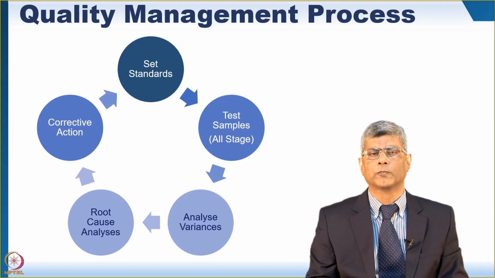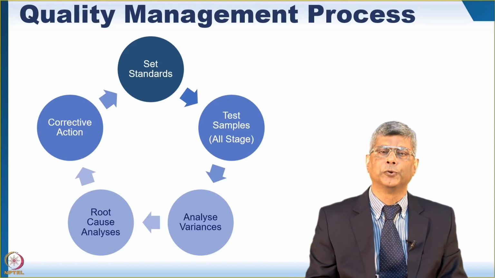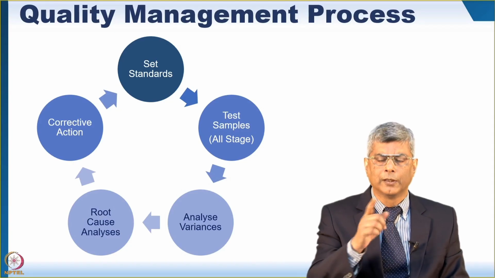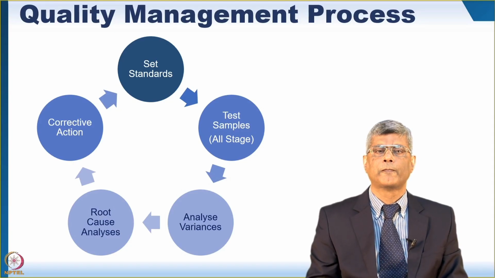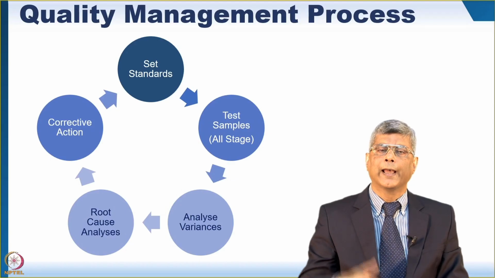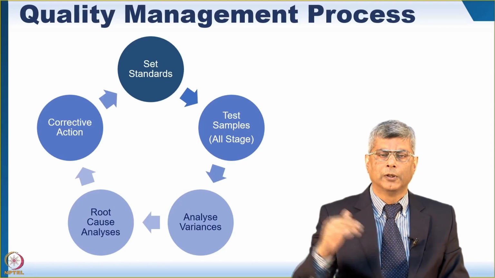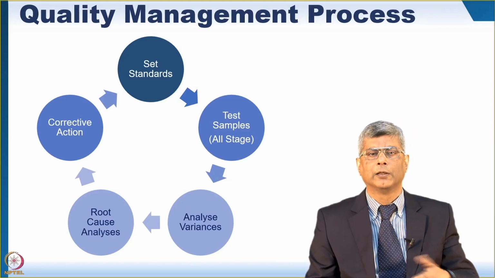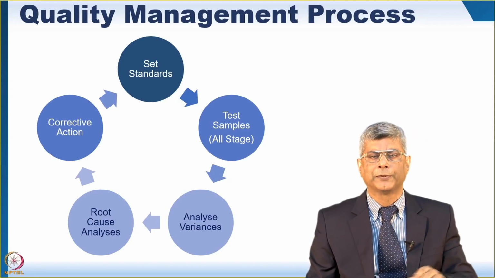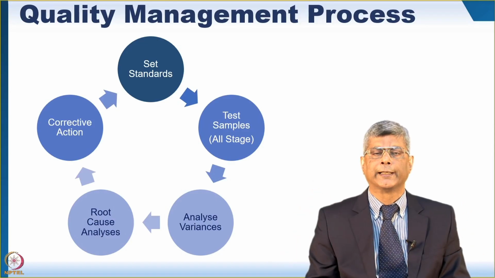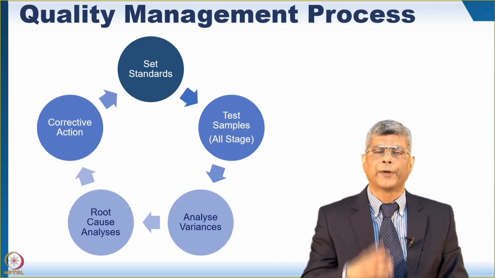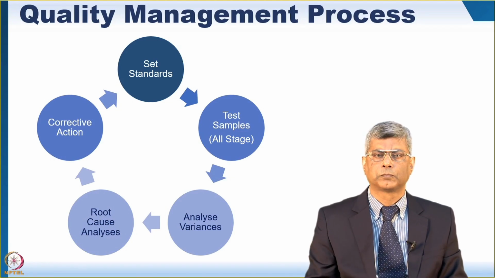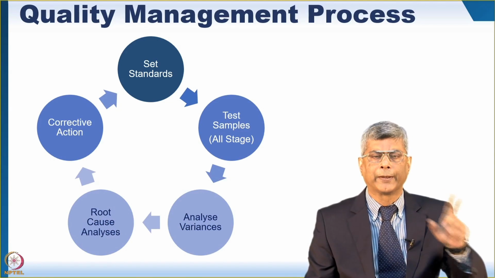Why is it not working? Why is it not doing what it's supposed to do? Why is it breaking down? And that's called the variation analysis. And once you have found the variations versus what it's supposed to do, then the company or the engineers have to spend a lot of time doing what's called a root cause analysis, trying to find out what is causing that failure. And then, of course, take a corrective action.